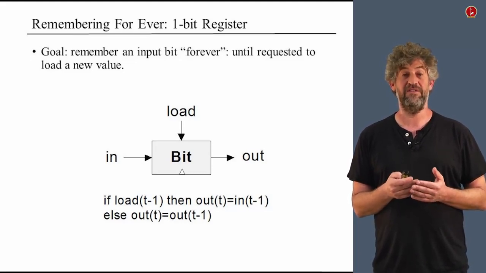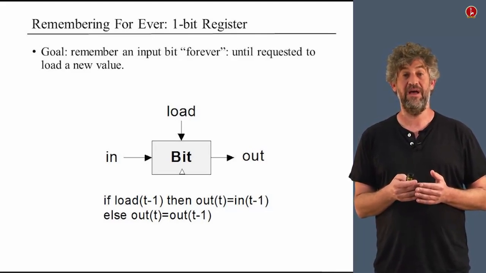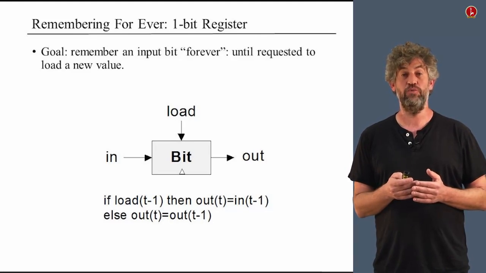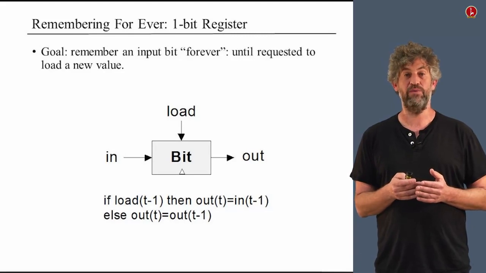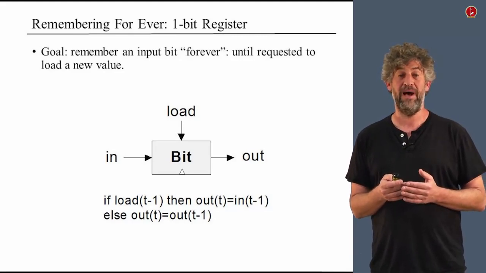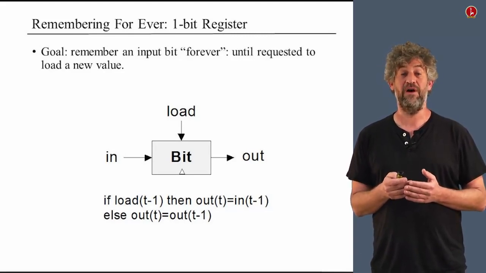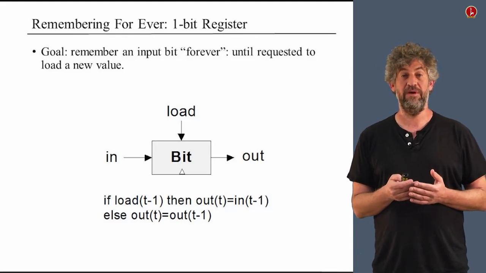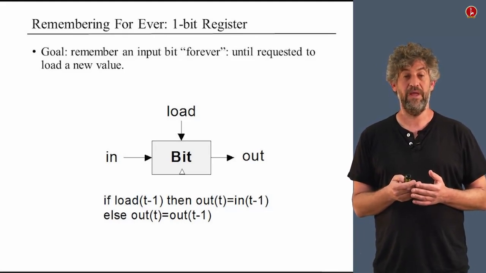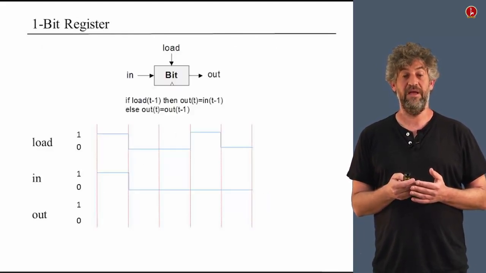So this is basically the logic that we have. If load at time t minus 1 is 1, then we want the out at time t to be exactly the input at time t minus 1. Otherwise, we want the output at time t to just keep on being what it is now, basically the old value that we remember, the same as out at t minus 1. How can we build such a chip from our humble D flip-flop? Before we look at that, let us see what this bit chip needs to do.